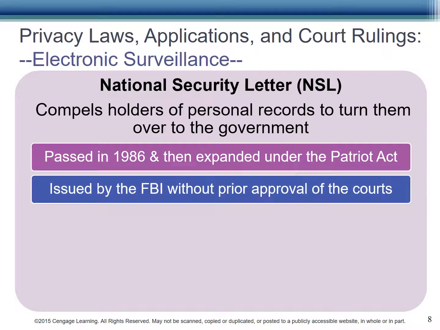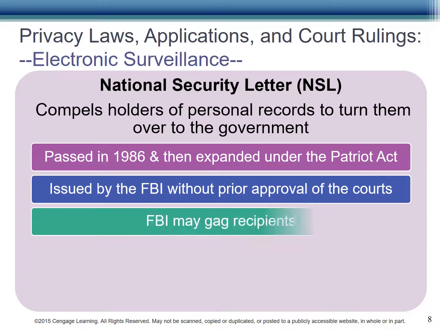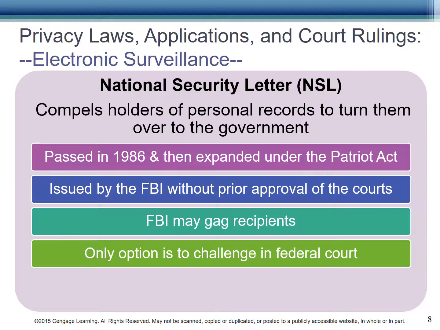NSLs are issued by the FBI without prior approval of the courts, based on the assertion that the records are needed for national security interests. They are almost always accompanied by a gag order that prevents recipients from disclosing that they even received a national security letter. They can't tell the board or regulatory agencies, customers, or family members.